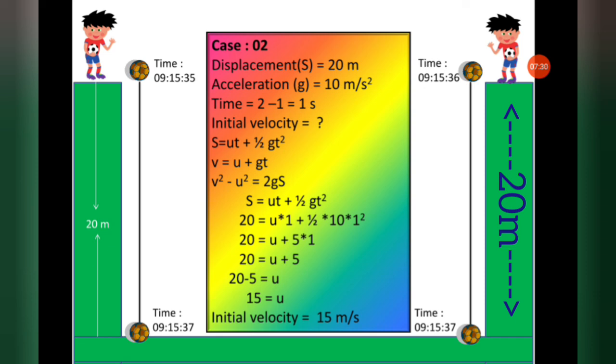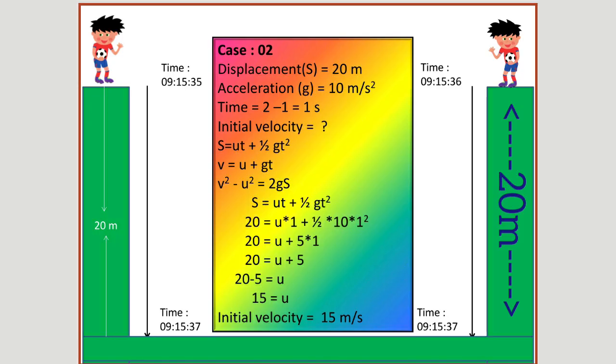u is initial velocity, so we get initial velocity is 15 meter per second. This is the main question of this numerical: by which velocity the ball is thrown. So the velocity by which the ball is thrown was 15 meter per second.